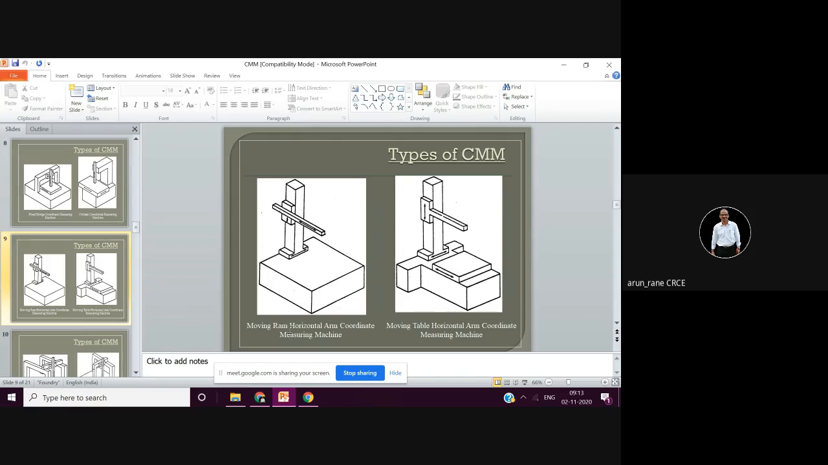This is now a cantilever or horizontal arm coordinate measuring machine. Here the whole assembly, this I shape or T shape, moves across this. It has a cantilever arm which goes in and out, plus this moves up and down. So the probe is over here. When you have a moving table horizontal arm coordinate measuring machine, again the table is moving in this direction, that is your X, and this is Y, and this is your Z axis.